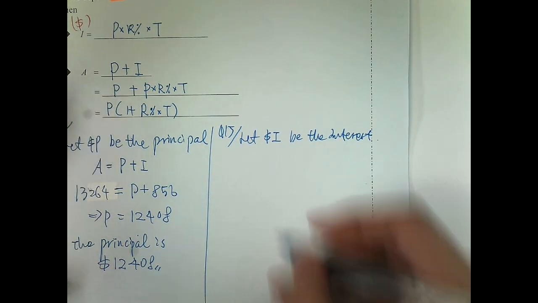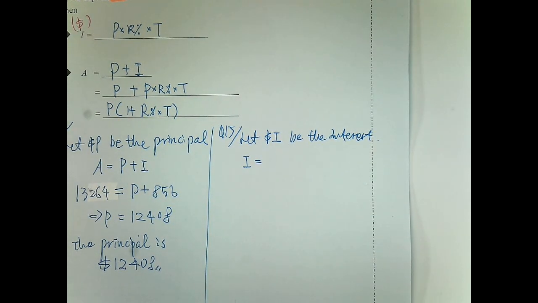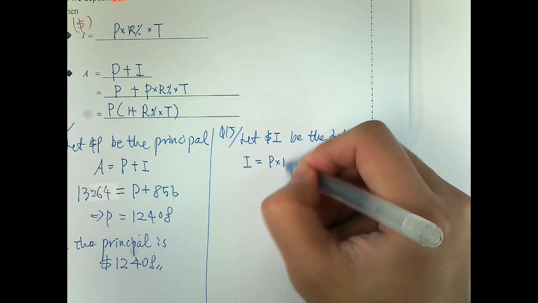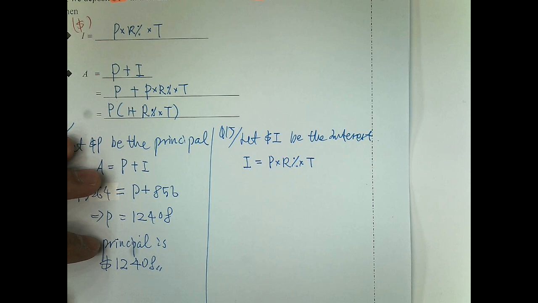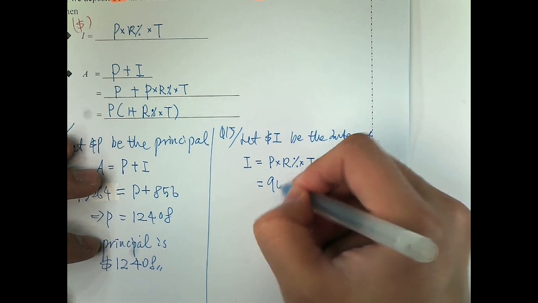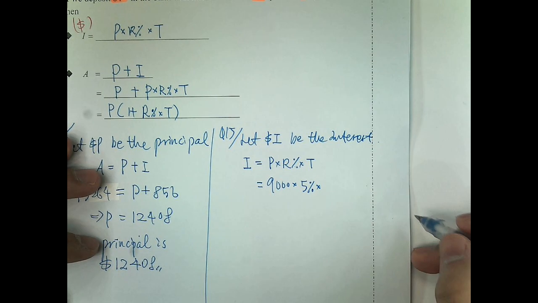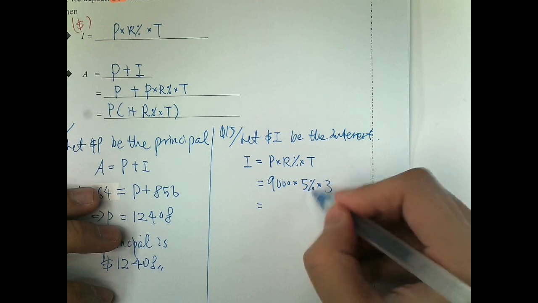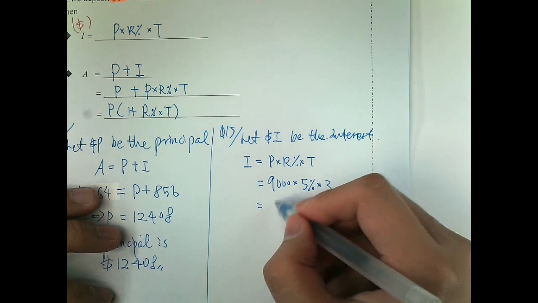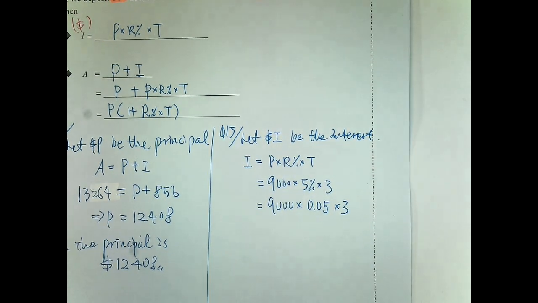So how to calculate the I? We try to remember the formula of I. I is equal to P times R%, right? Times T. This is the simple interest, okay? So you have to calculate I. Do you have P there? Yes, okay. It's 9,000. Do you have the R%? 5%, right? Do you have T? The T is 3, right? So go to your calculator. Actually here is 0.05, understand? One more step, 0.05 times 3, okay?